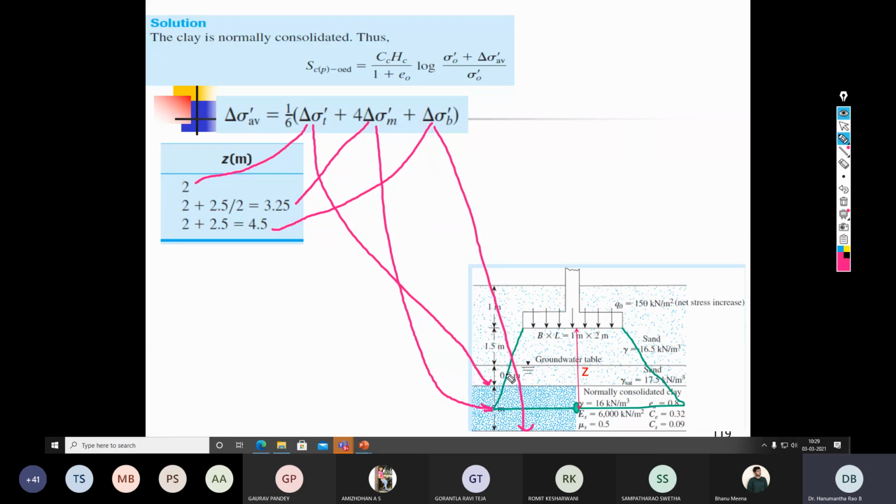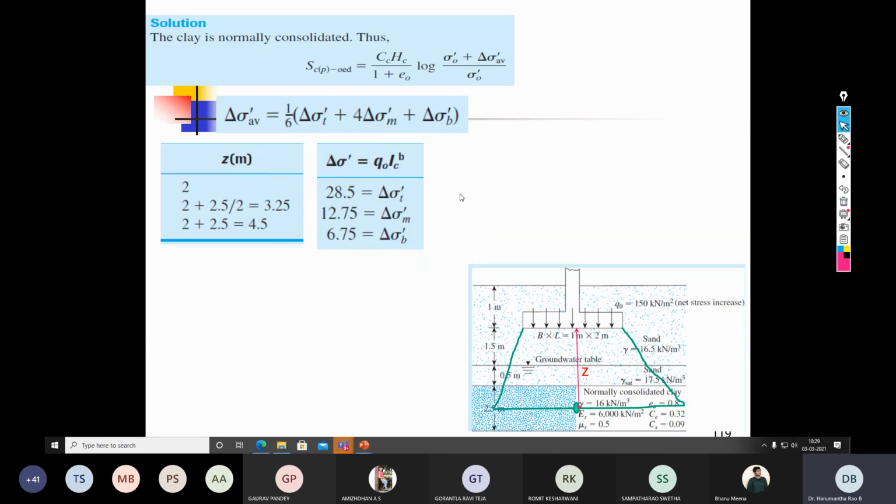Z at top is 1.5 plus 0.5, so 2 meter. Z at middle is 2 plus 2.5 by 2, that is 3.25. Z at the bottom of the layer is 4.5 meter. Then similarly you can calculate delta sigma. These are the values: delta sigma at top is 28.5, middle is 12.75, and bottom is 6.75. There is a huge variation.